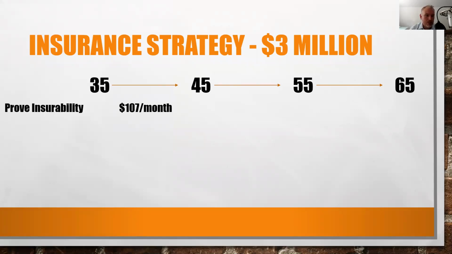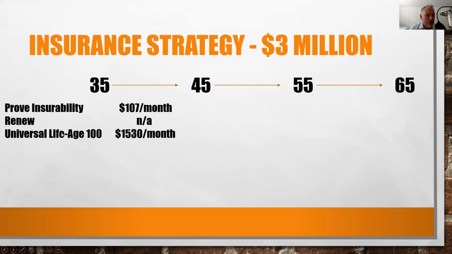My overall goal was to do 10-year term contracts for the next two or three decades, and then reanalyze at that point. So the first decade, when I was 35 years old, I'm going to prove insurability and get a 10-year term contract that costs $107 a month. The renewing option here is not applicable because it's a brand new policy. My other alternative was to buy a contract to last to age 100 for $1,530 a month. Obviously, I already mentioned I picked the 10-year term contract for $107 a month, and that was it.